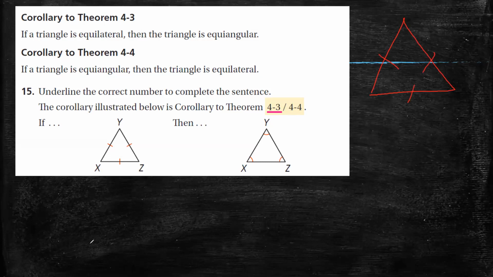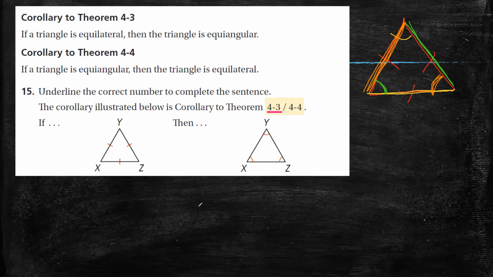So for this side, the yellow side, where is its opposite angle? It will be the yellow one. And for the orange side, this will be its opposite angle. And for the green side, this will be its opposite angle.